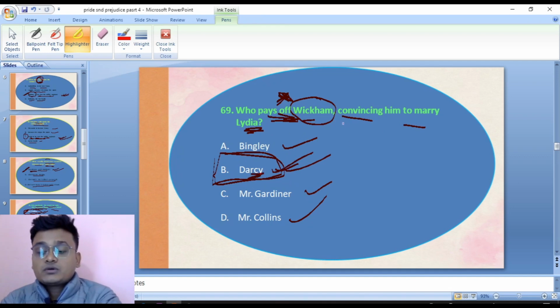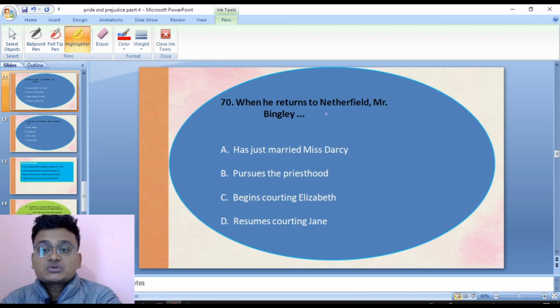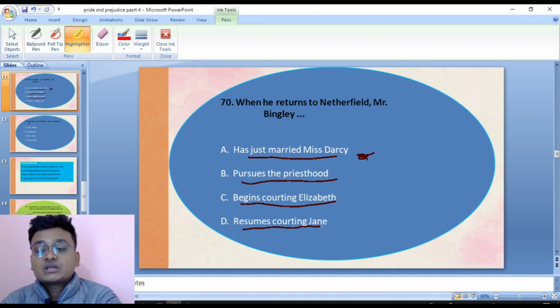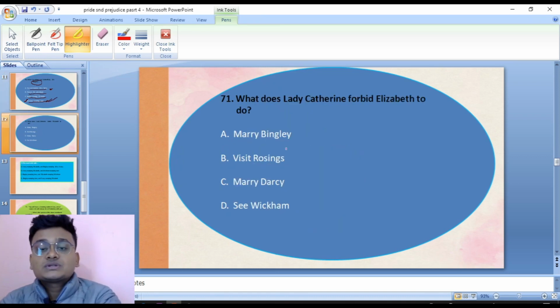Darcy. Okay, now move to question number 70. When he returns to Netherfield, Mr. Bingley, what did he do? Had just married Miss Darcy, pursues the priesthood, begins courting Elizabeth, or resumes courting Jane. As you know, Mr. Bingley was in love with Jane, so he started to court Jane again. So that is option number D, he resumes courting Jane. So this is the right answer. That was question number 70.